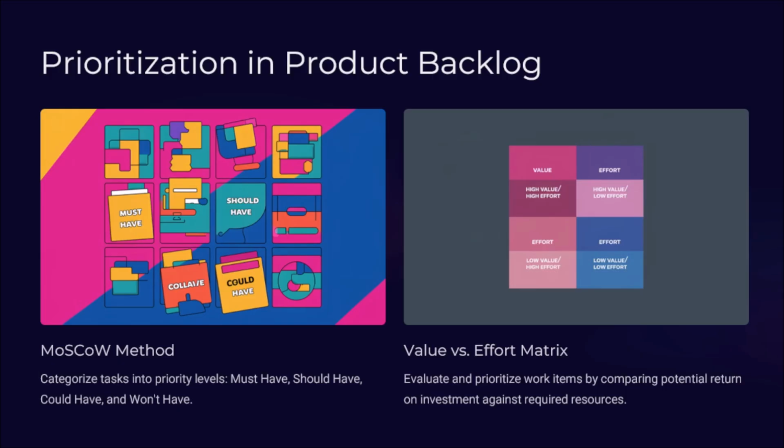When talking about prioritization in the product backlog, we looked at some key prioritization techniques, which include MoSCoW and value versus effort. Prioritization is the heart of backlog management. Techniques like the must have, should have, could have, won't have method, and also value versus effort, help to categorize and rank the items based on their importance and visibility. Continuous reassessment ensures that the product remains responsive to stakeholder needs and to the market dynamics.